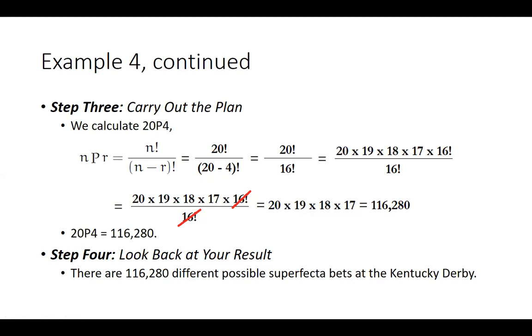Looking back at our result, there are 116,280 different possible superfecta bets at the Kentucky Derby. So not an easy win.